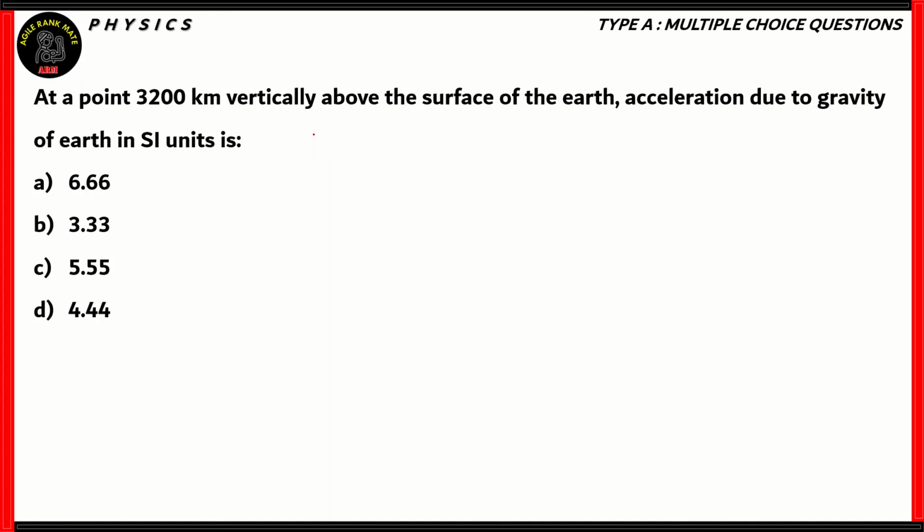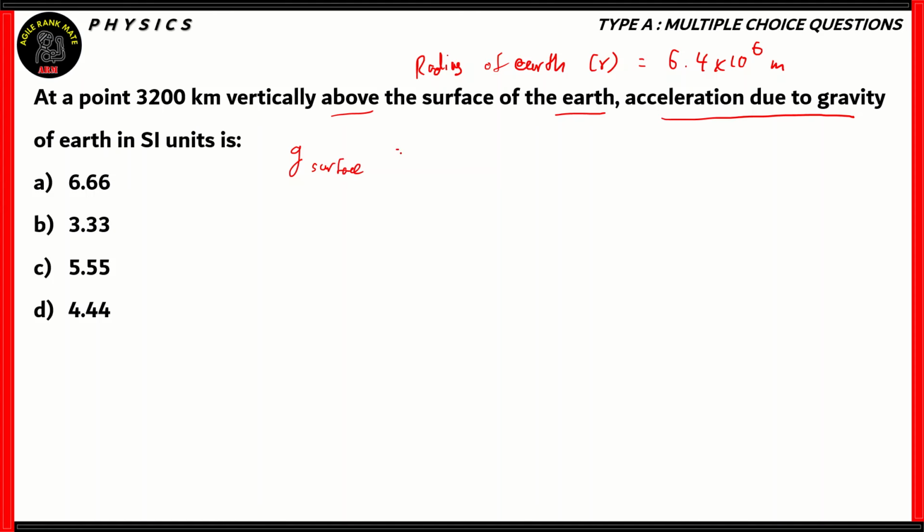Well, we need to find the acceleration due to gravity above the Earth. So it's above the surface of the Earth. For that, we need to know the radius of the Earth. In questions, you can use the standard value of the radius of the Earth, that is R, as 6.4 into 10 raised to 6 meters. And in order to solve this question, you would also need to know the acceleration due to gravity at the surface of the Earth. The general value that we use is 9.8 meters per second squared.